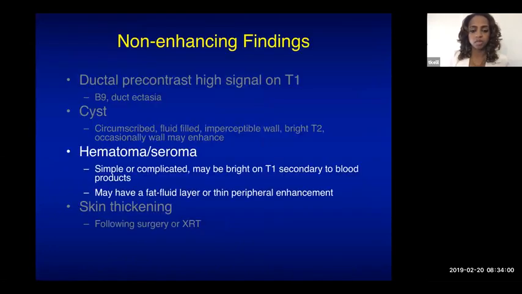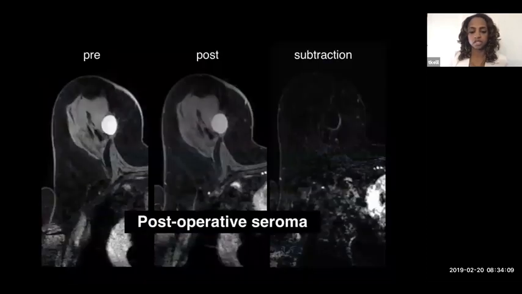You can have hematoma or seroma in a patient that has had surgery or a biopsy, and this could be simple or complicated and may be bright on the T1 images due to blood, but should not enhance on the post-contrast images. So here's an example where you see a T1 bright circumscribed mass, and then on the post-contrast it appears that it's enhancing, but when you do the subtraction, there's no real enhancement, and this brightness was due to the intrinsic T1 bright signal due to hematoma. So this was a post-operative seroma containing some hematoma.